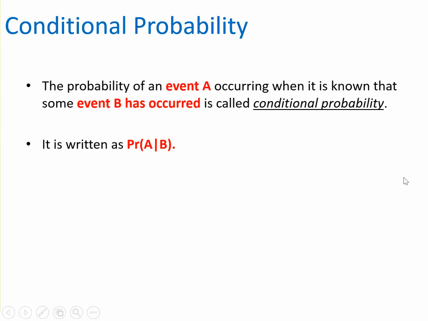This is how it's written. When you write probability, which is Pr, bracket A with the vertical line, that means given. So probability of A given B just means what's the chance of A happening if you knew that B had occurred?